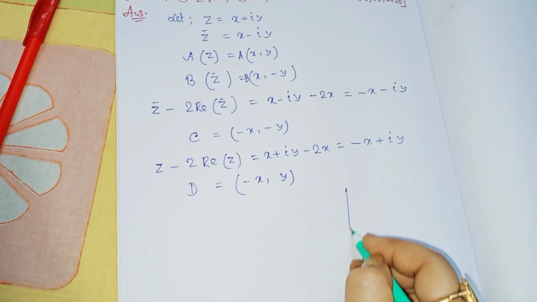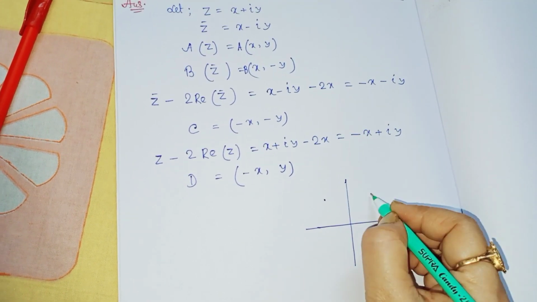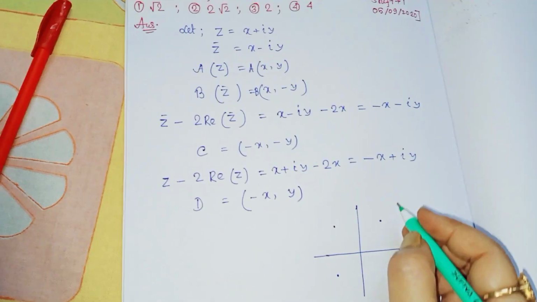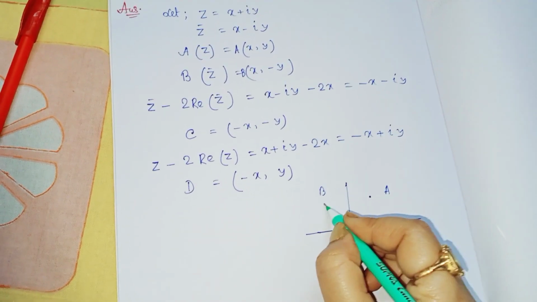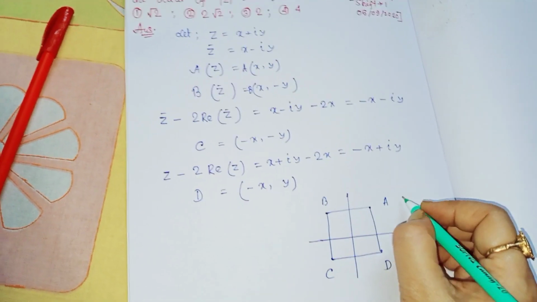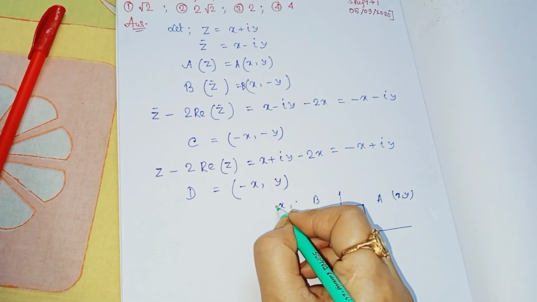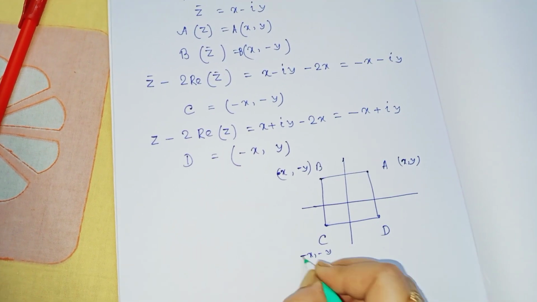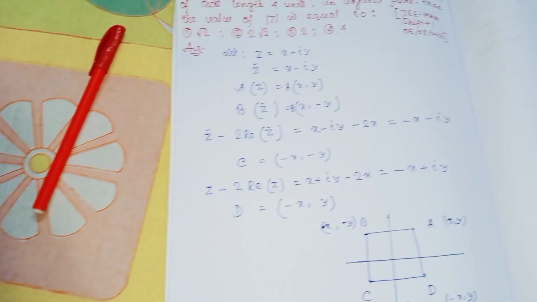Now plot this in an Argand plane. Here are the four points, A, B, C and D. Obviously it is a square, as it is given in the question, and the points are A equal to x comma y, B equal to x comma minus y, C equal to minus x comma minus y, and D equal to minus x comma y. So these are the four vertices here.